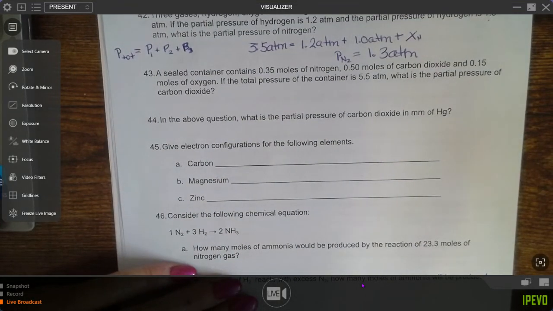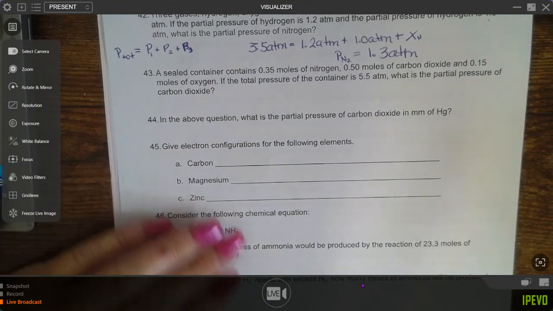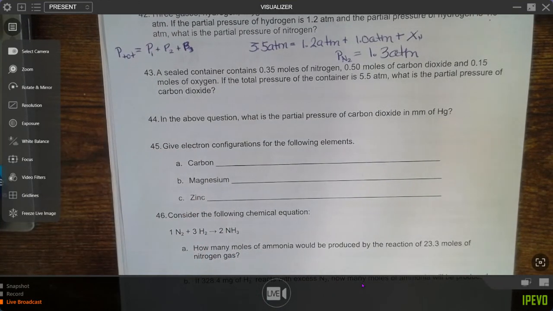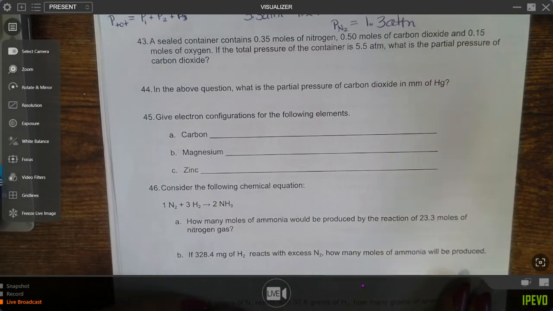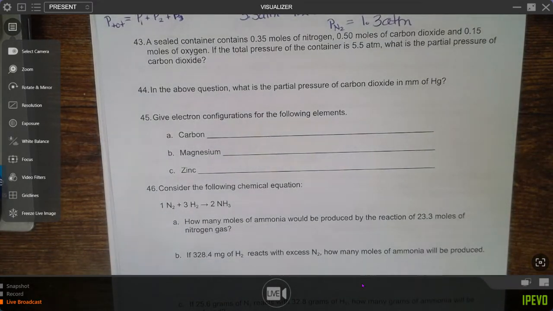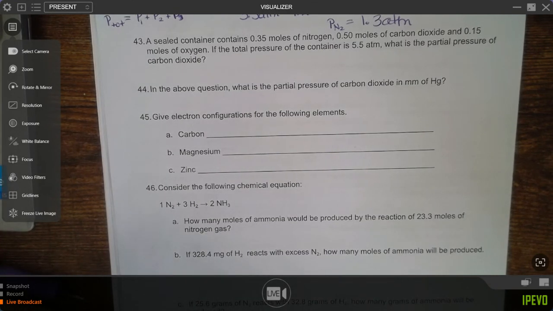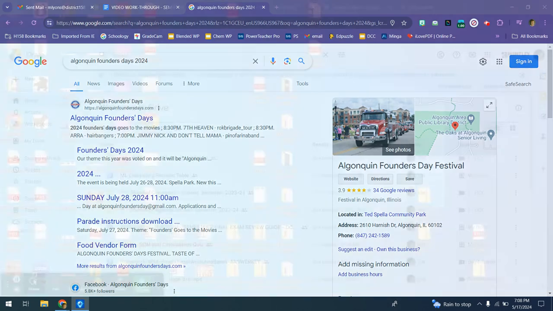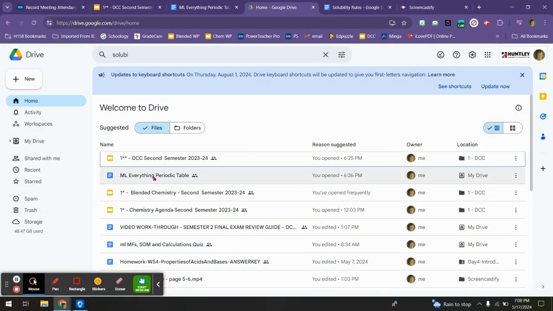All right, let's see. We've done 43. We've done 44. Oh, electron configurations. How do you feel about electron configurations? So let me pull up my periodic table here if I can find it. There we go.